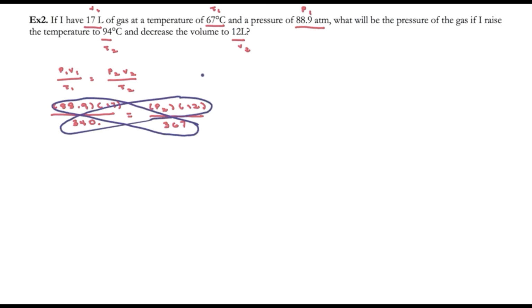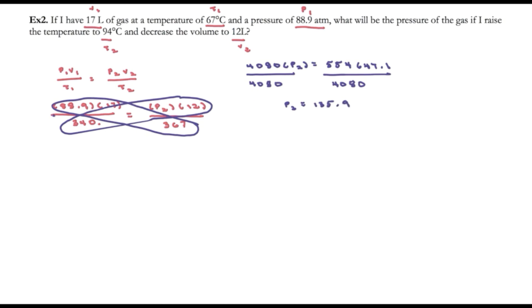So 340 times 12 times P2 gives me 4,080 times P2. That equals, well, 88.9 times 17 times 367. It's a very large number, 554,647.1. I'm going to divide both sides by 4,080. Okay, and the P2 that I get is 135.9.